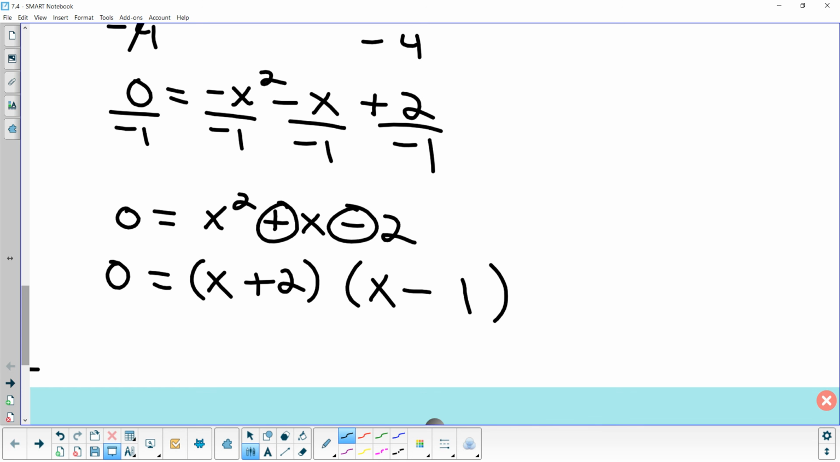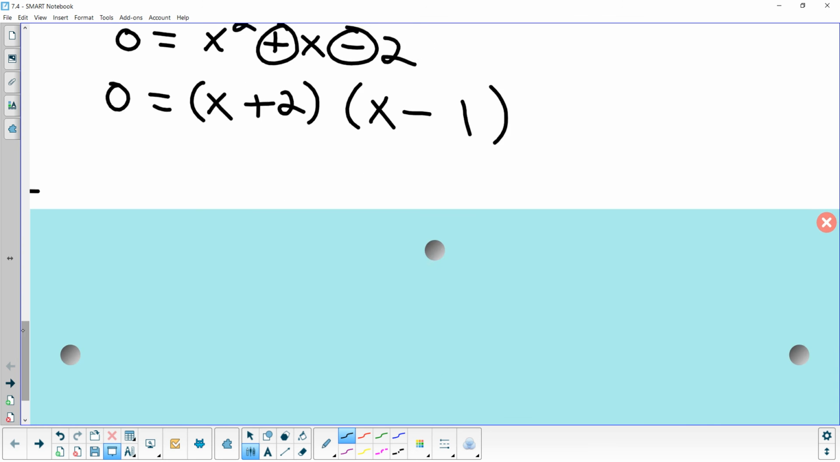Now, we have something times something, and it has to equal 0. How can you multiply two things together and get 0? Something very specific has to happen. Yep. One of them has to be 0. Yeah, at least one of them has to be 0. So figure out what would make each one of those things in parentheses 0.